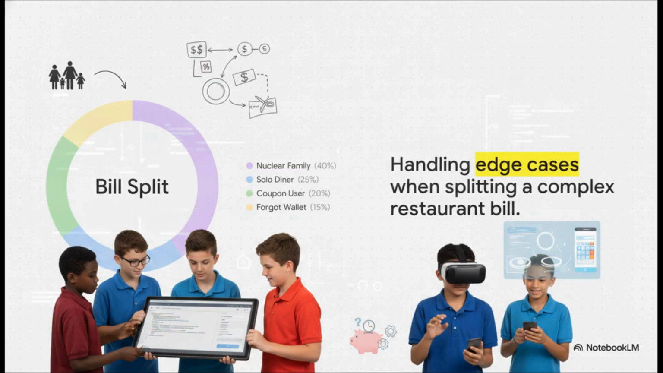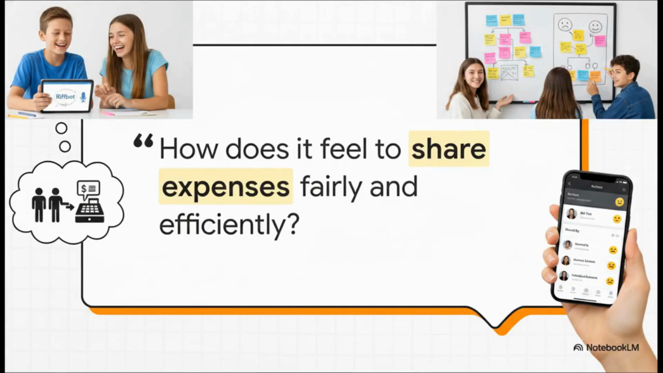It was this beautiful mathematical puzzle, but before we wrote a single line of code, we really had to stop and think about the human element of all this. We used a voice-to-text tool called RiffBot to reflect and ask ourselves, how does it actually feel to share expenses fairly? What could help make this whole process smoother?